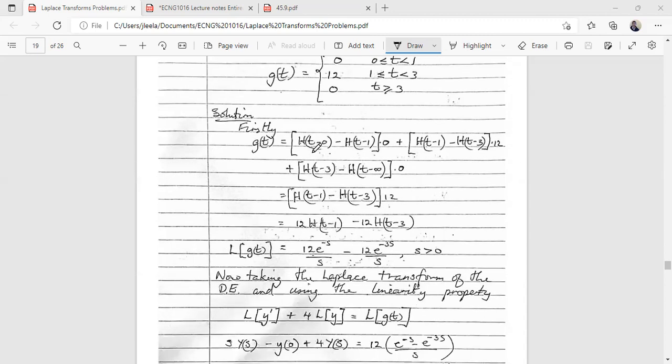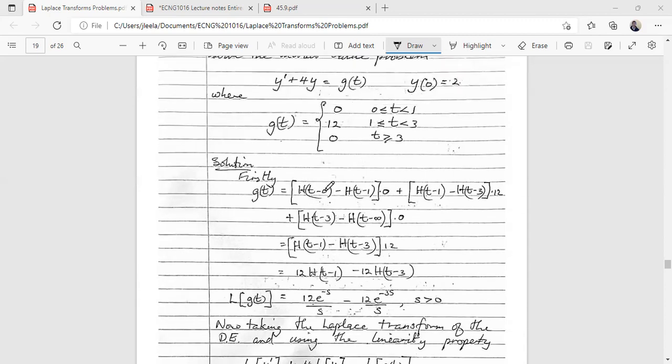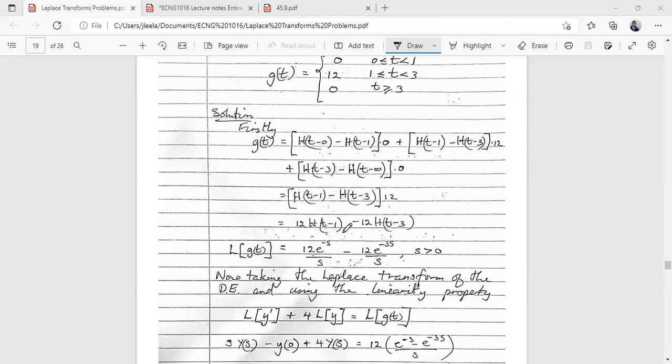That is what we're doing here. The first part of the function, you have to multiply by 0. The second part, you're multiplying by 12, which is h at t minus 1 minus h at t minus 3, by 12. And the third part will be h at t minus 3 minus h at t minus infinity, by 0. So the first and the third parts won't give any contribution. It's just the second part, so you will end up getting 12 h at t minus 1 minus 12 h at t minus 3.